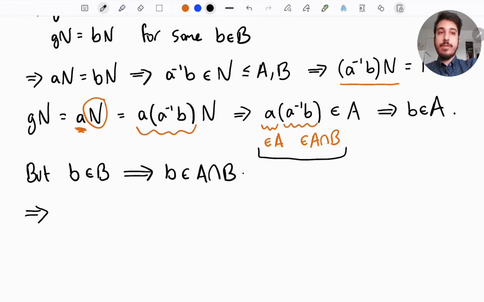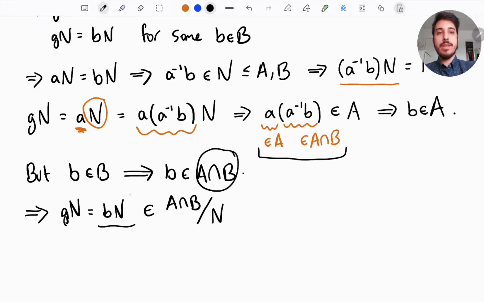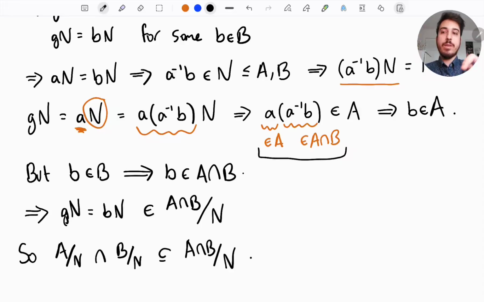So, if b is in the intersection and gN is equal to bN, this here is an element in the quotient (A intersecting B) by N. Simply taking an element from the intersection, taking the coset of that with N, yields an element in (A intersect B) by N, giving us that this is contained in that, completing the equality, and we're done.